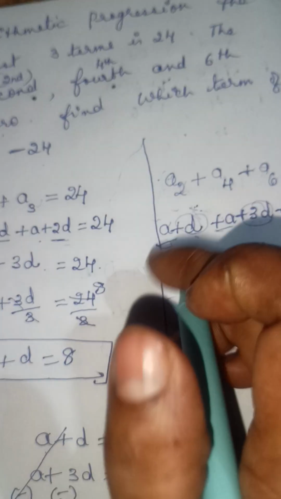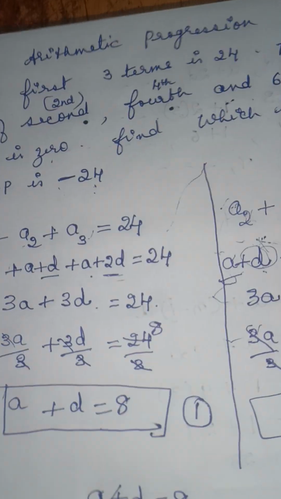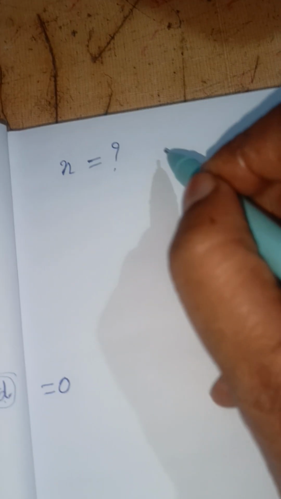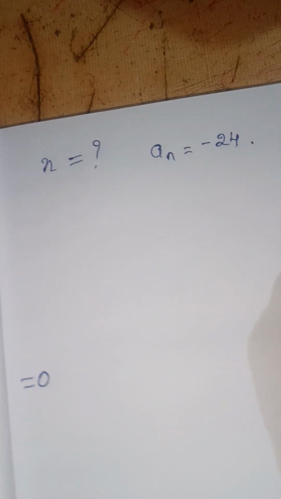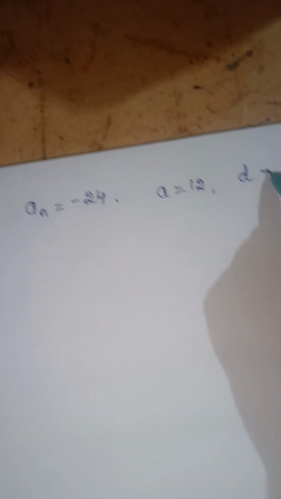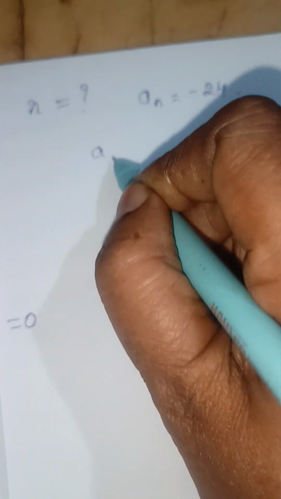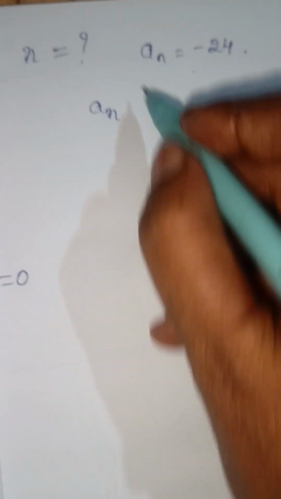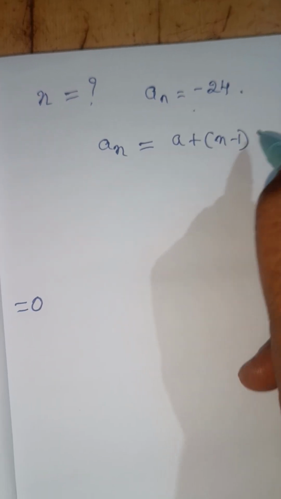Let's go to the question. Find which term of the AP is minus 24. Now, which term of the AP is minus 24 means I have to find n. So this minus 24 will be an. The value of a is already known to me. A is equal to 12 and d is also known to me, minus 4. So I substitute in the nth term formula. An is equal to a plus n minus 1 of d.